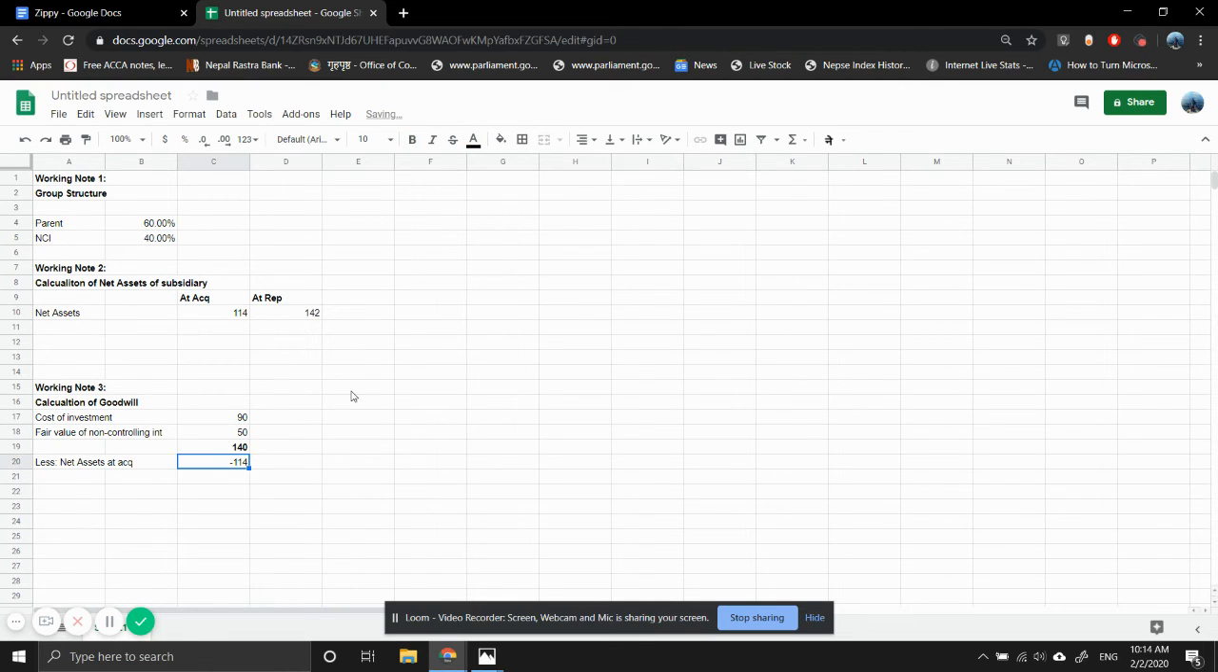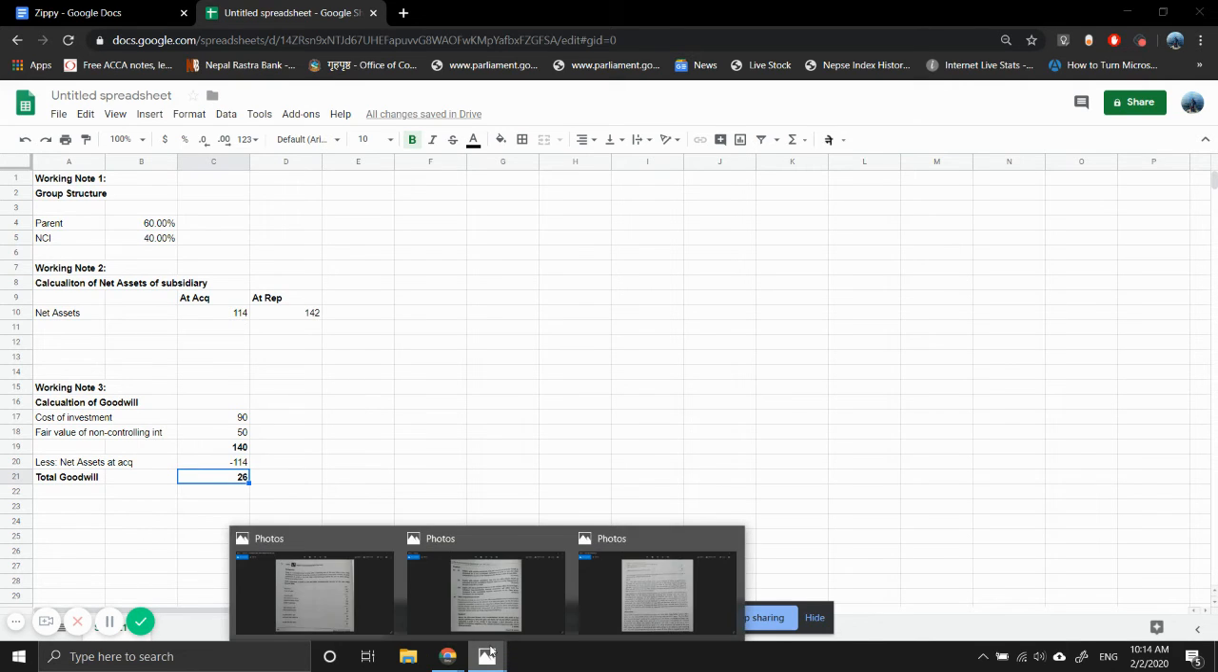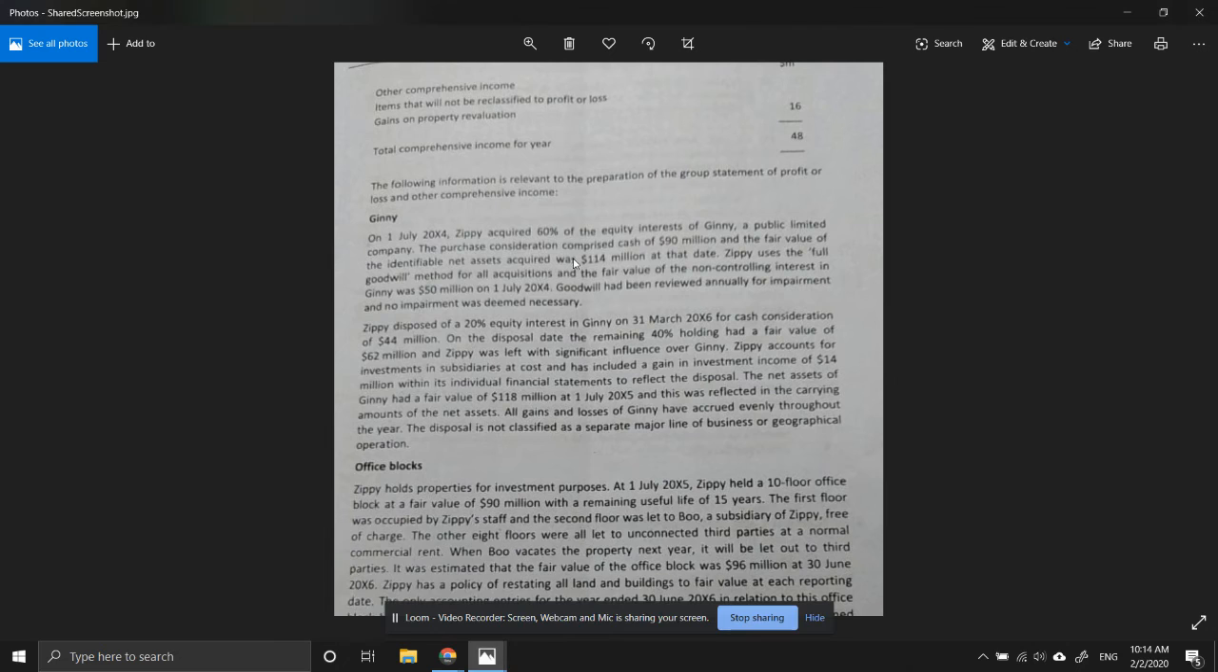This plus this is equal to this plus this, total goodwill, right? Bold it, okay? So our goodwill is 26, okay? It has not been impaired, so no need to worry about anything. So goodwill is out of the way now.